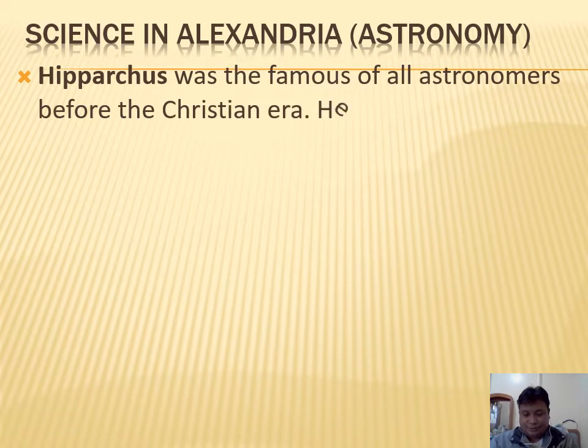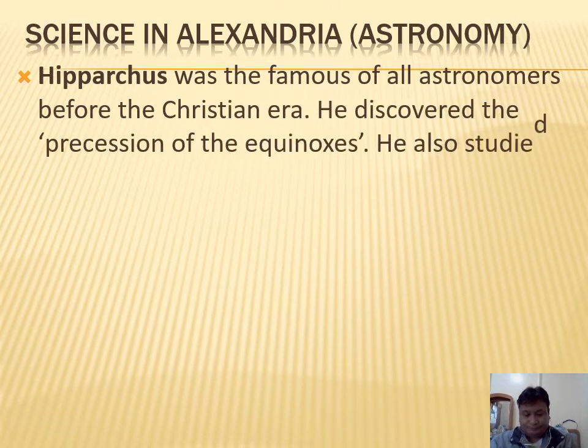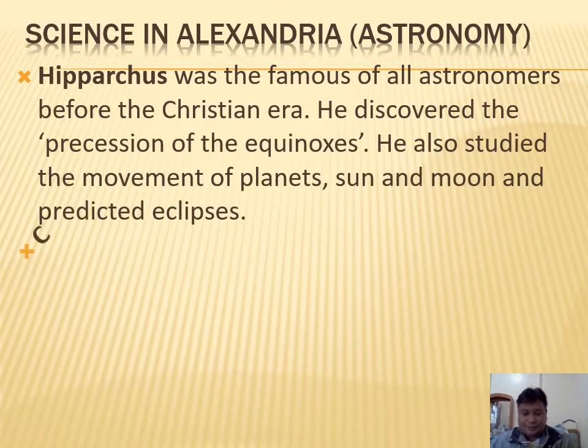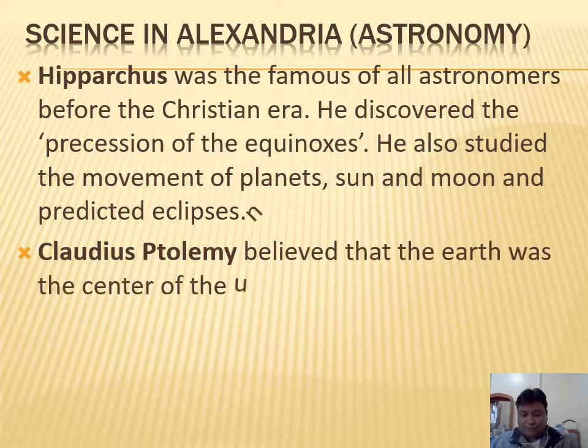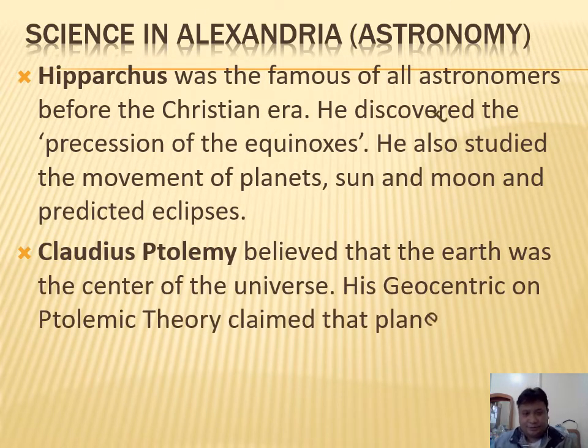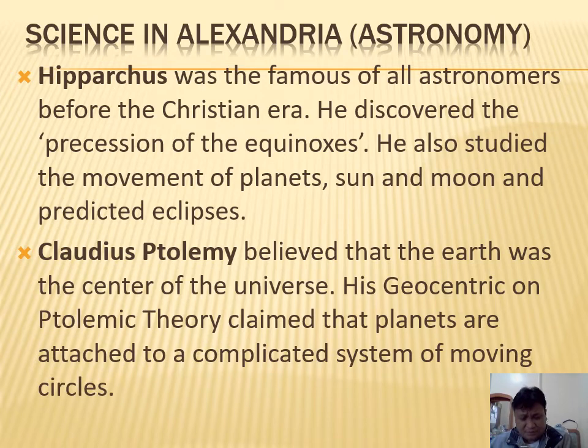Okay, so the next one, Hipparchus. Hipparchus was the most famous of all astronomers before the Christian era. He discovered the precession of the equinoxes. He also studied the movement of the planets, sun, and moon and predicted eclipses.